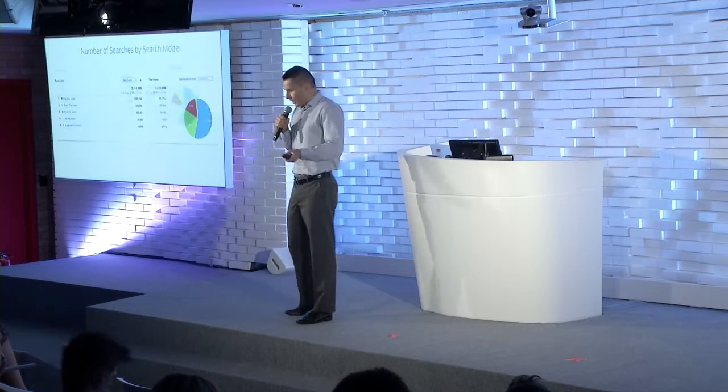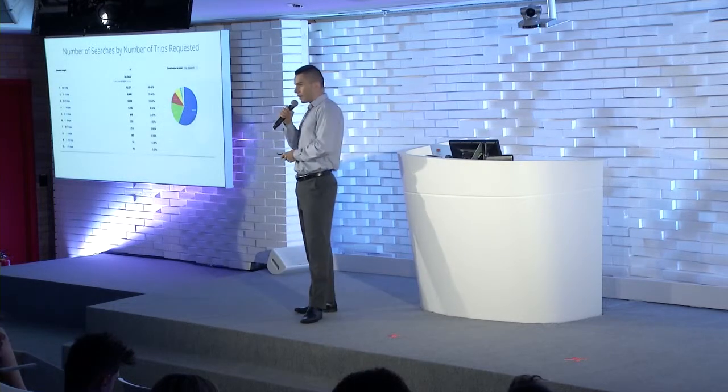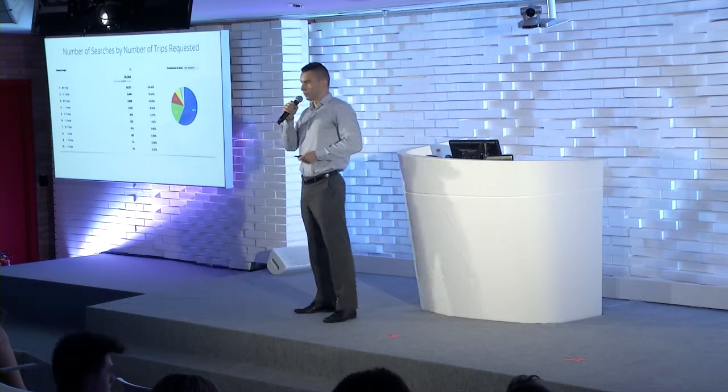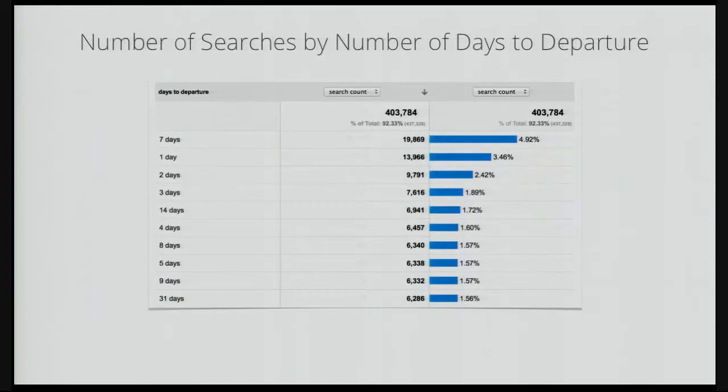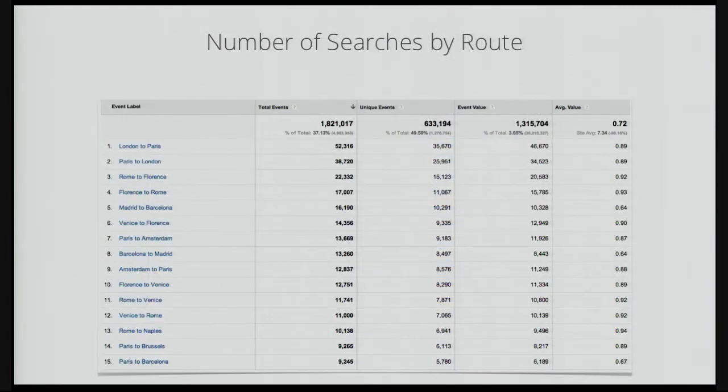The number of searches broken down by one-way, round-trip, multi-city. Very important for a company like Rail Europe. And the same thing is if you're selling flights, you want to see something like this. You can see the number of searches broken down by number of trips in the user's itinerary. You can see the number of searches by how many days ahead of departure the user is doing the search. And of course, the most important thing, you can see the number of trips by route.